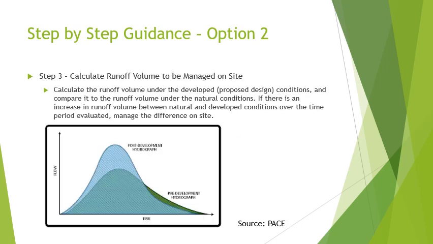Step 3 involves calculating runoff volume to be managed on site. This involves using the pre-development hydraulic conditions found in Step 2 and comparing them to post-development site conditions of the proposed design. Any increase in post-development runoff will need to be treated on site.